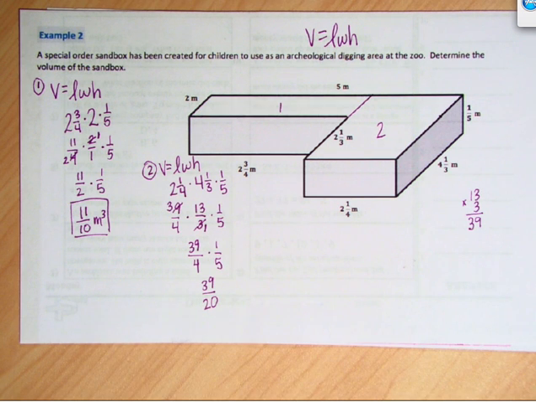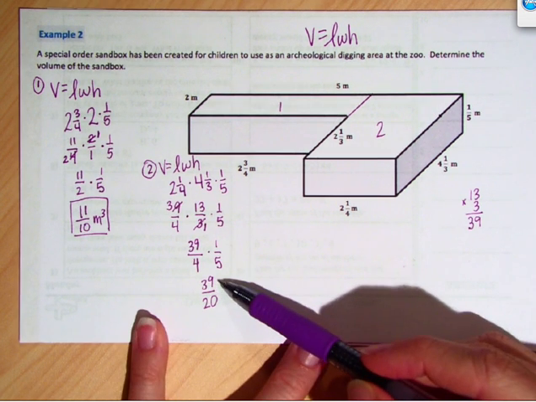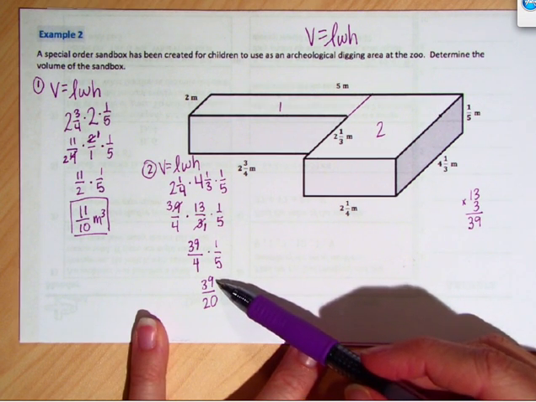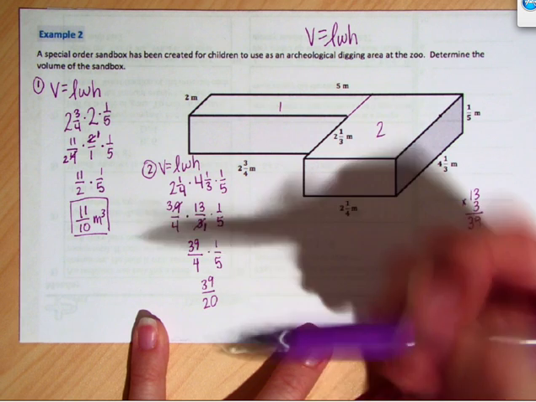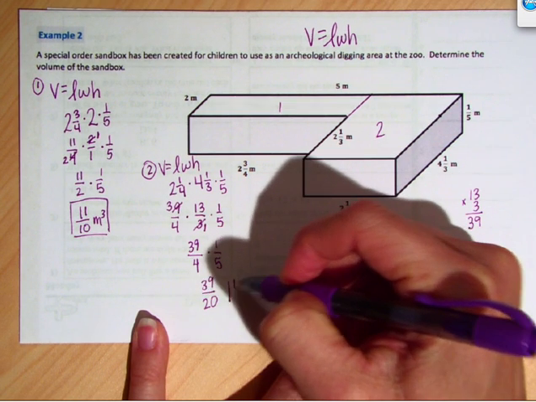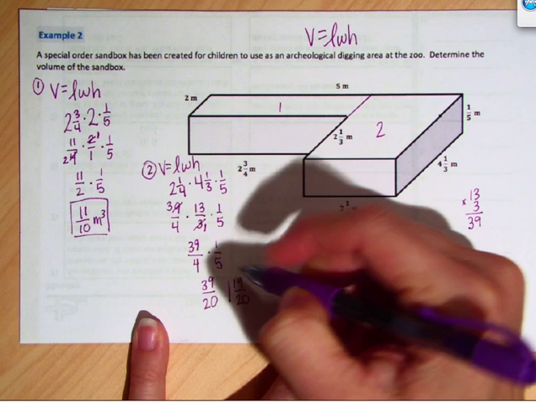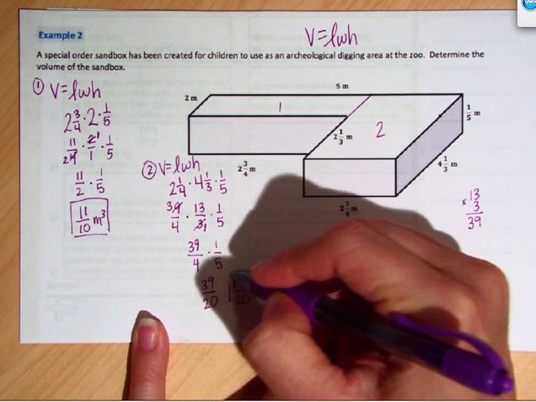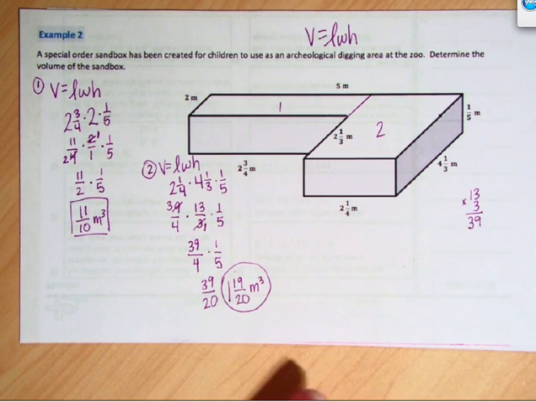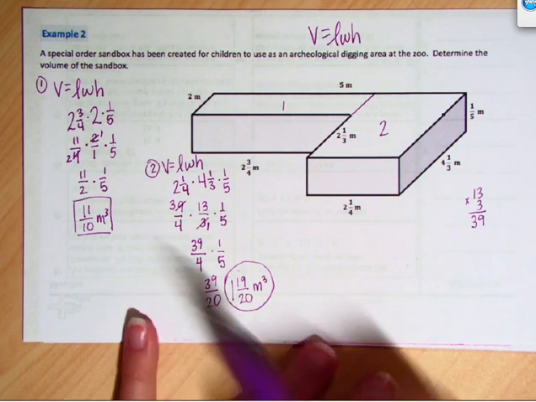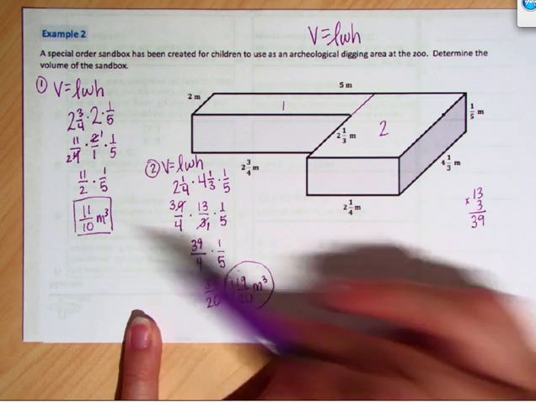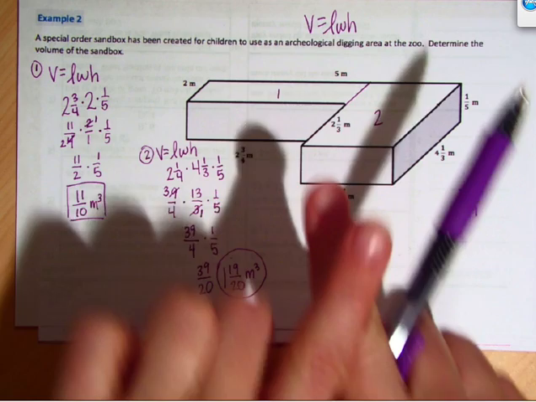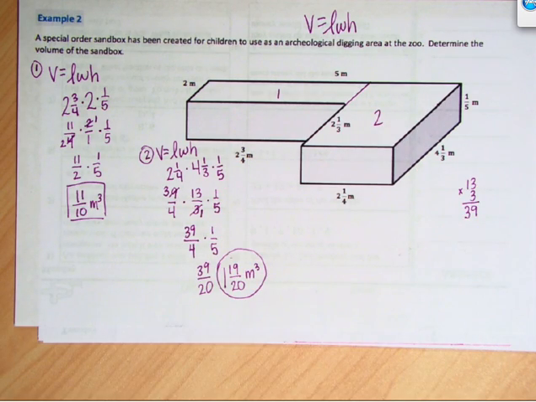20ths. I can simplify that because it is an improper fraction. I'm going to divide by 20. It's almost 2, because if that was 40, it would be 2. So it's going to be 1 and 19 20ths meters cubed. Again, if you're unsure about that, you can divide it out. Okay, so I have these two numbers. I should have boxed that. These two numbers together, put them back together, and it's going to be our total volume.